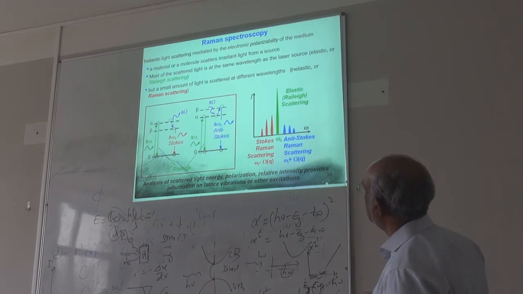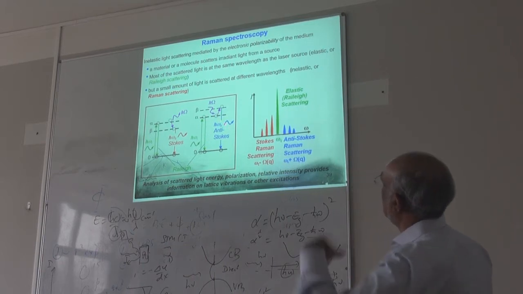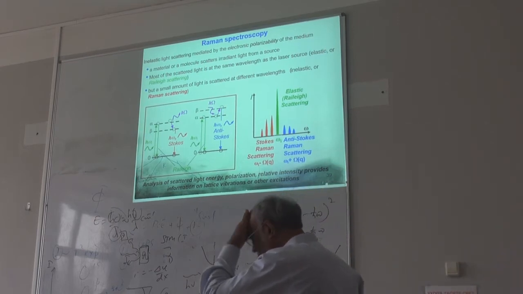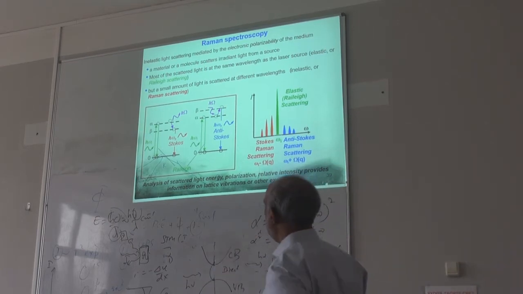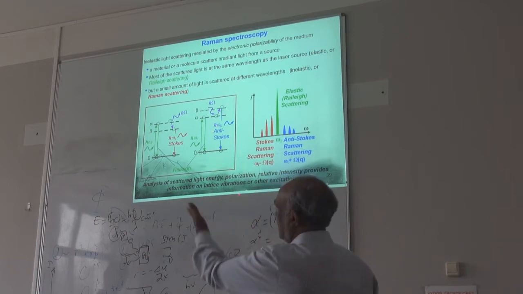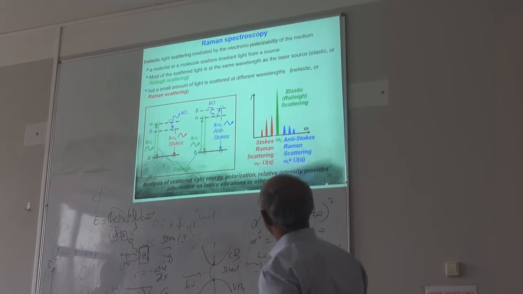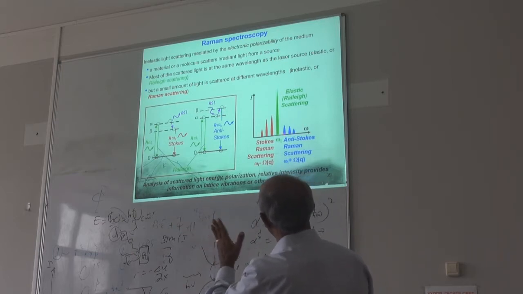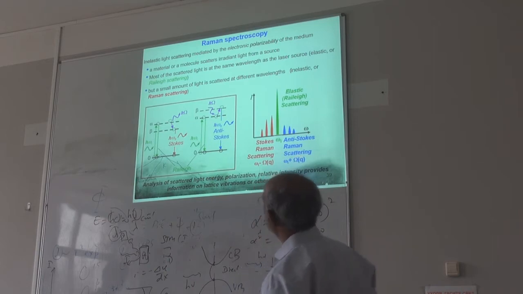But in this case, anti-Stokes is what we call the annihilation of a phonon. That means you have higher energy, then you get higher energy out. That means if you get the difference, that's the negative part, right? This is the Stokes part, this is the anti-Stokes part.